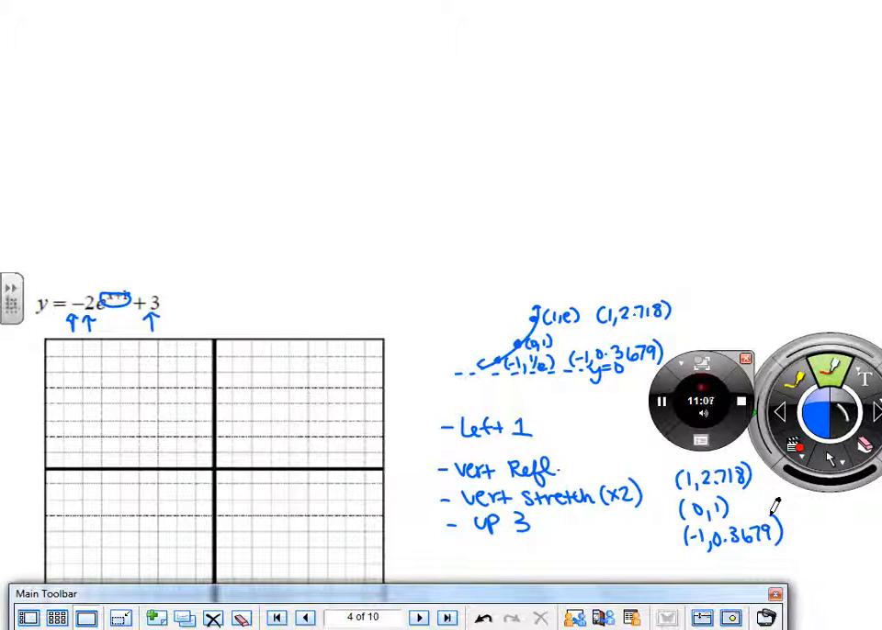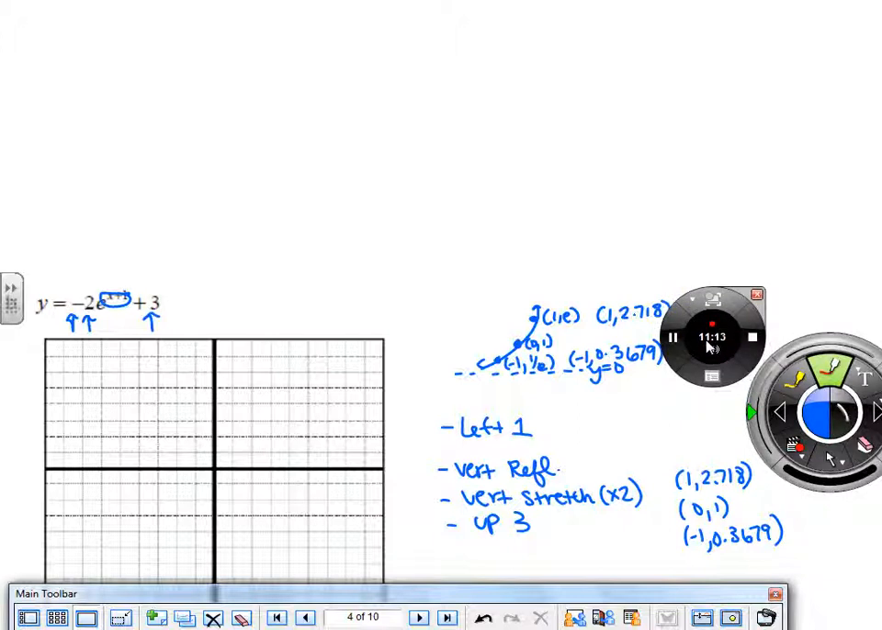All right, so with a shift of left 1, that's a horizontal movement, which means when I look at my coordinates, I expect it to change the x coordinate. And what I expect it to do is I expect it to move the entire graph left 1. So instead of 0, 1, I have negative 1, 1.